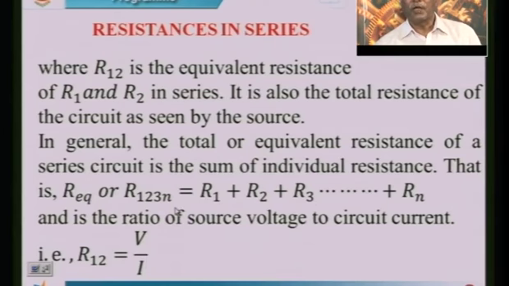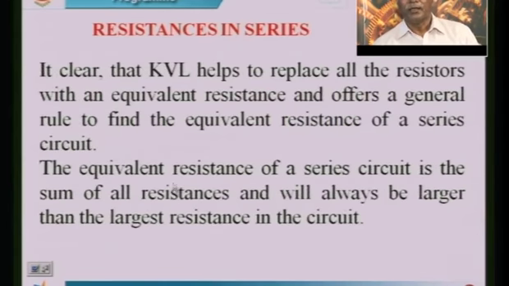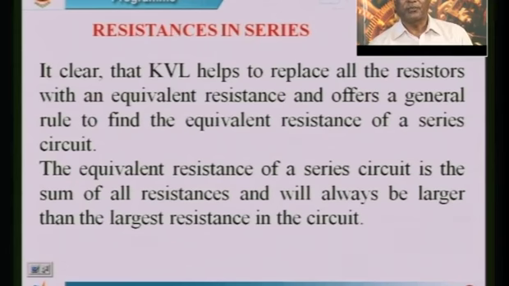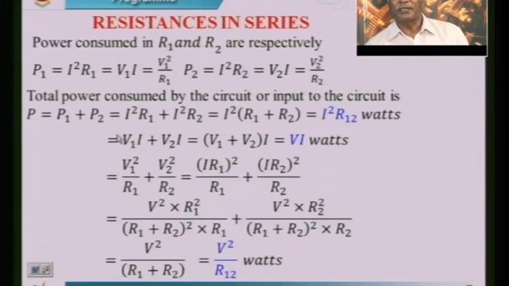The total resistance will always be greater than the largest value of the resistance in series in the circuit. It is clear that KVL helps to replace all the resistors with an equivalent resistance and offers a general rule to find the equivalent resistance of a series circuit. Equivalent resistance of a series circuit is the sum of all the resistances and will always be larger than the largest resistance in the circuit.